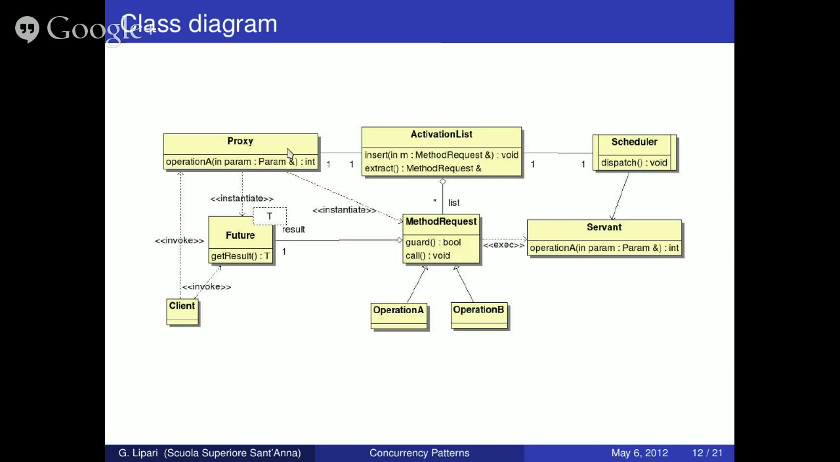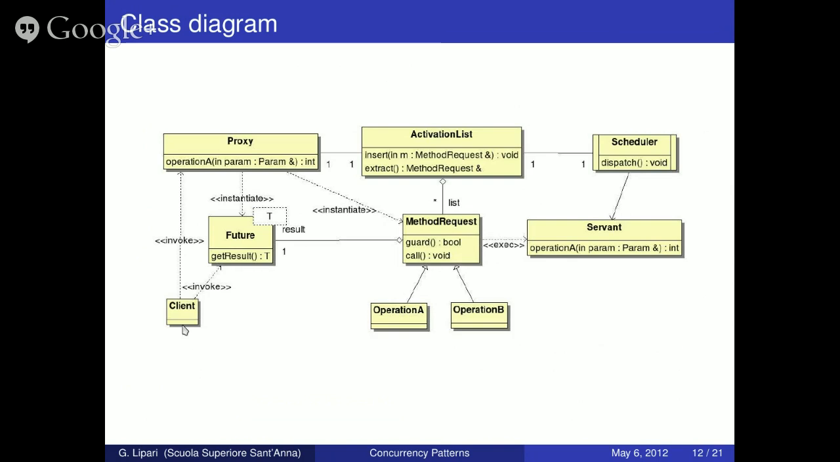The method request is instantiated by the proxy and inserted in an activation list. The activation list is just a queue of objects of type method request, which are all the requests made by the client in a certain queue. And finally, you have the scheduler, which is the thread which just waits for something to be inserted into the activation list, and when this happens, it starts executing it by executing the corresponding operation.